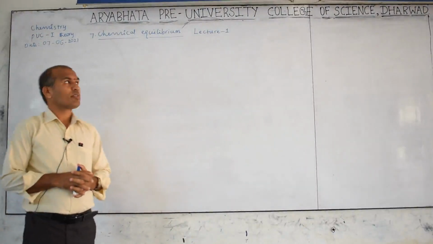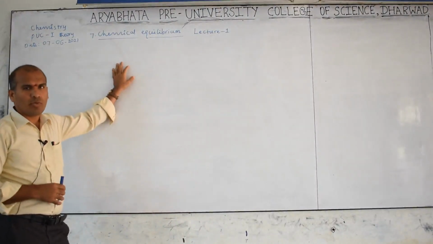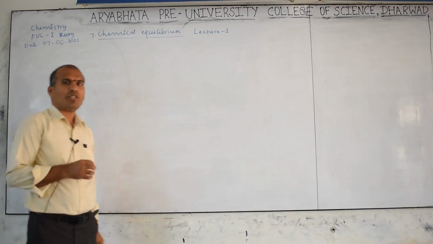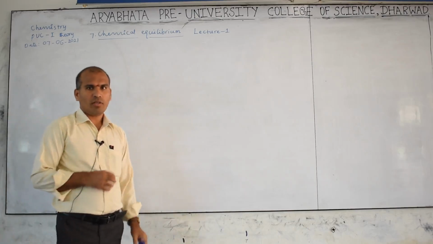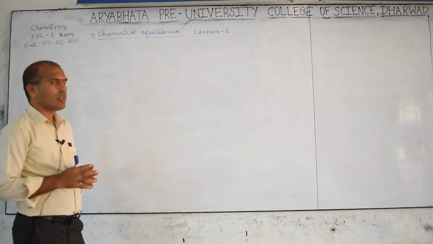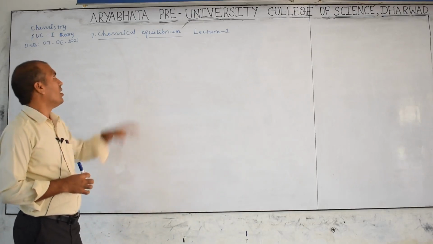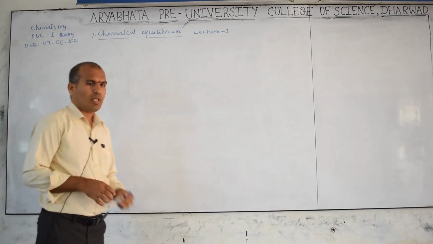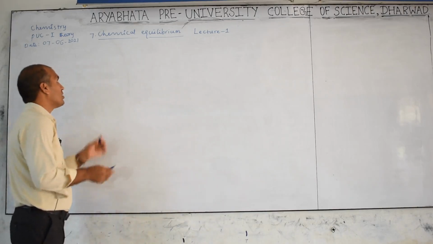In the previous class we discussed thermodynamics. Thermodynamics deals with the feasibility of a reaction. It means whether the reaction occurs or not, we will know based on thermodynamics. Now, based on chemical equilibrium, we will know the extent of reaction.